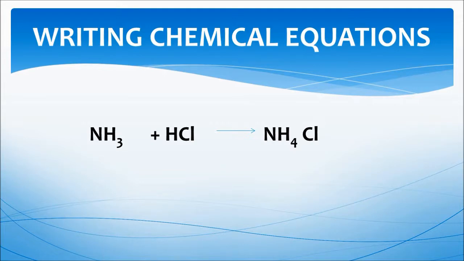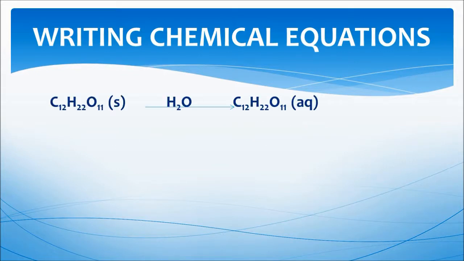Chemists usually indicate the physical state of each reactant and product with italicized letters in parentheses. For example, gas is represented by G, as with ammonia here. Liquids are represented by the letter L, and solids by the letter S. Chemical species that are dissolved in water are called aqueous, and they are represented by the letters AQ.